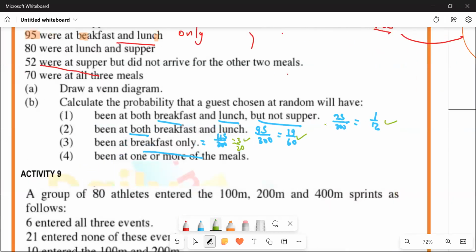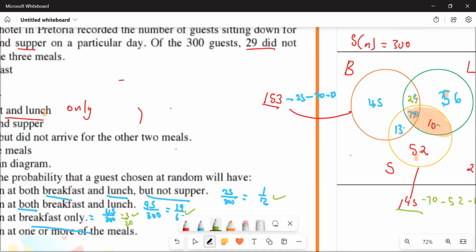Been at 1 or more. They could have put it like this: they were at least at 1 of the meals. So at least 1 or more. Which ones are we not going to include? We accept this one as 1, this one also as 1, this one as 1 or more. We can also accept this one as 2, this one as 2, and we can also accept this one as 3.